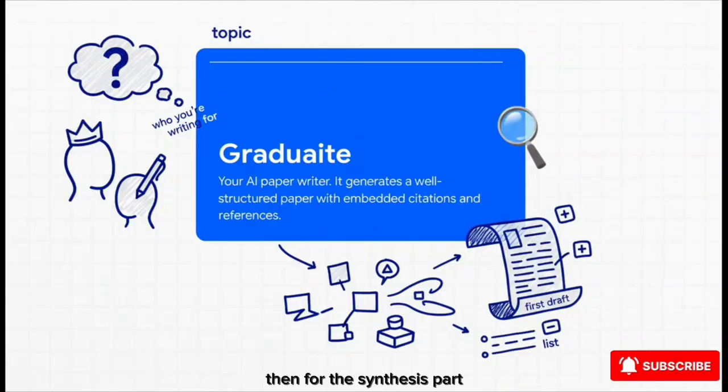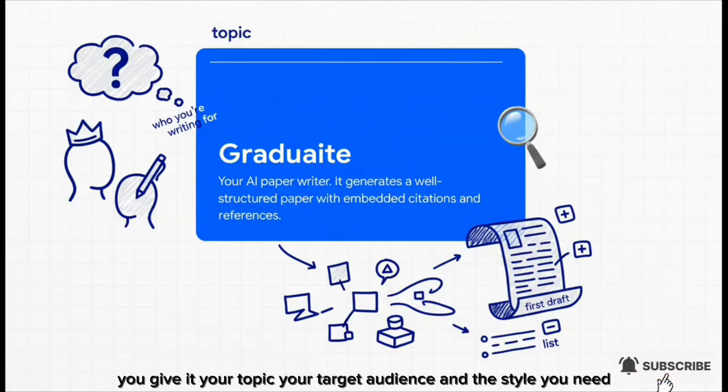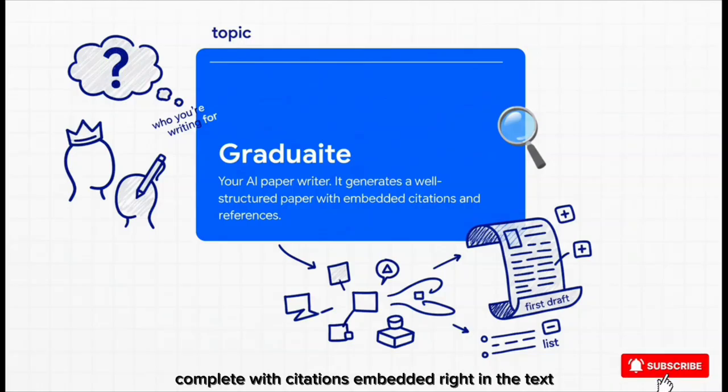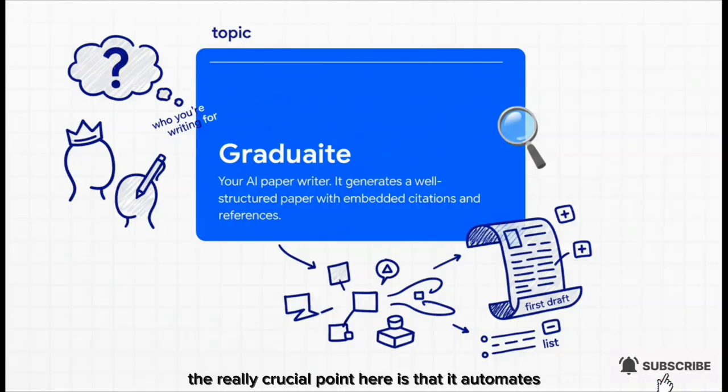Then, for the synthesis part, there's a tool called Graduate. You give it your topic, your target audience, and the style you need, and it generates a well-structured first draft, complete with citations embedded right in the text and a full reference list at the end. The really crucial point here is that it automates the most tedious parts of academic writing, which frees you up to focus on the ideas themselves.